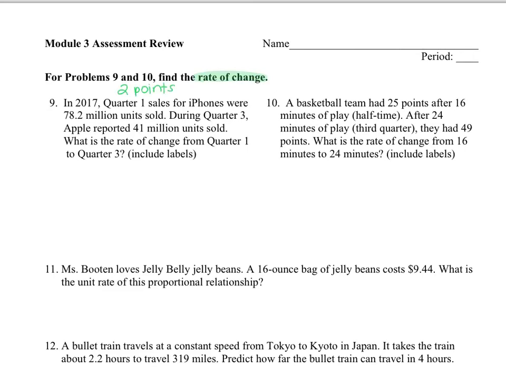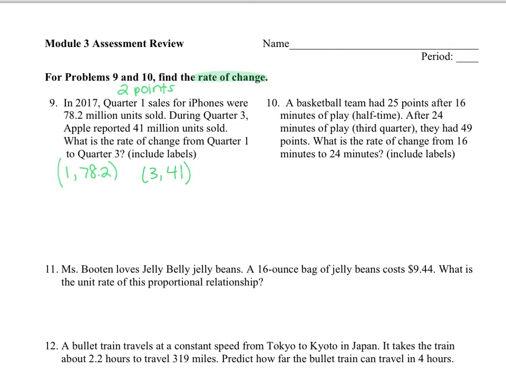So what are our 2 points here? Well, we know for quarter 1, there were 78.2 million units sold. So we can just know that this is in millions. And then for quarter 3, there were 41 million units sold.